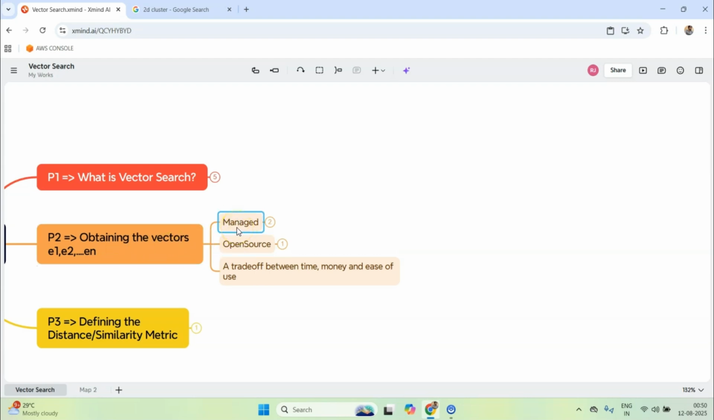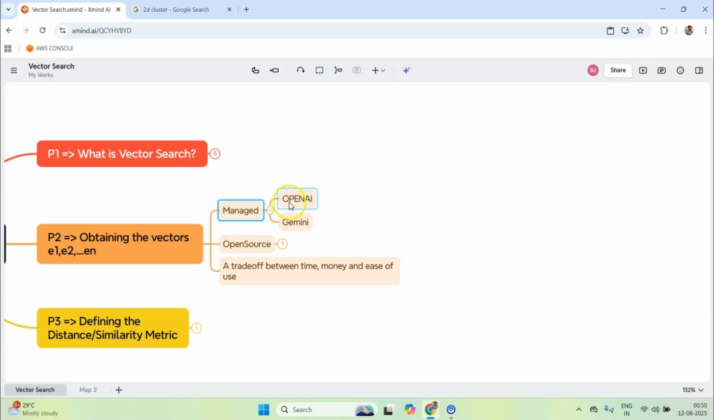Either use a managed API solution, and within it we have two vendors which provide embedding APIs, OpenAI and Gemini. I'm sure there are thousands of other managed solutions as well, but these two are what I know of. And then we have open source solutions. In open source you have a variety of models, which can be accessed through a Hugging Face library called Sentence Transformer.